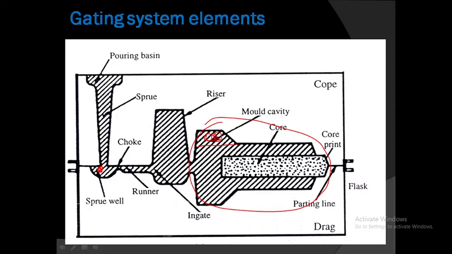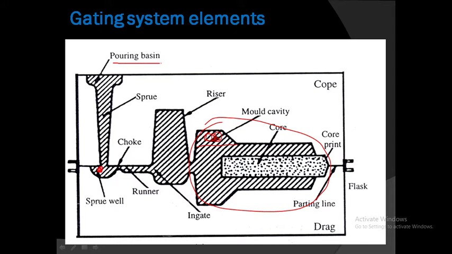The last function of an ideal gating system is that it should be practical and also economical to make. So these are the functions of the ideal gating system. Now next we will see the elements of the gating system. There are 5 elements of the gating system.